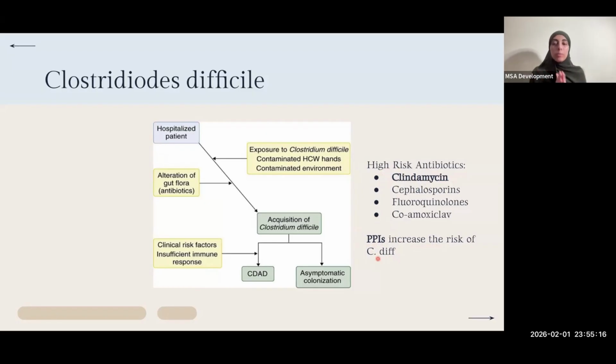So just remember that one of the side effects of PPIs is that they increase the risk of C. diff. You should know this in general for the GI block because they might ask about it in pharma for the PPI lecture. So remember it. PPIs increase the risk of C. diff as a side effect.